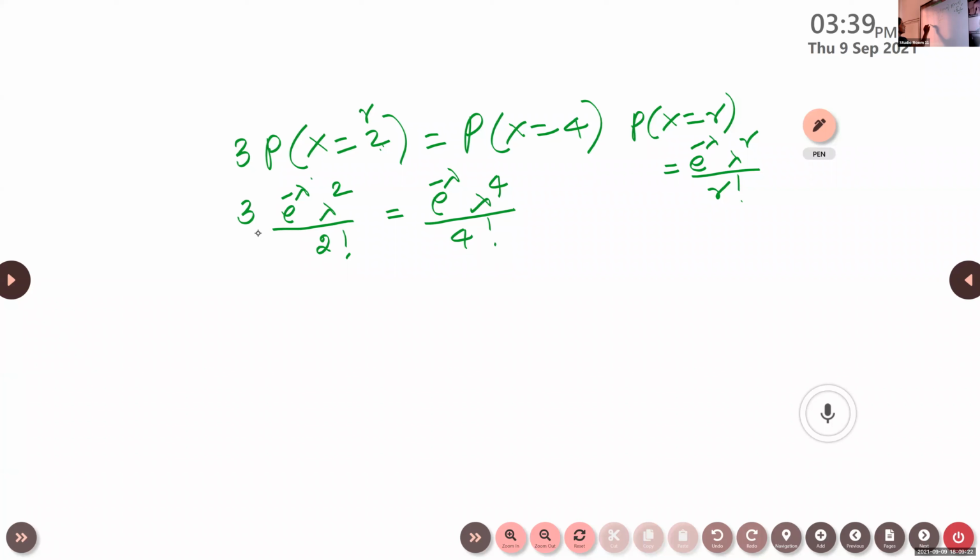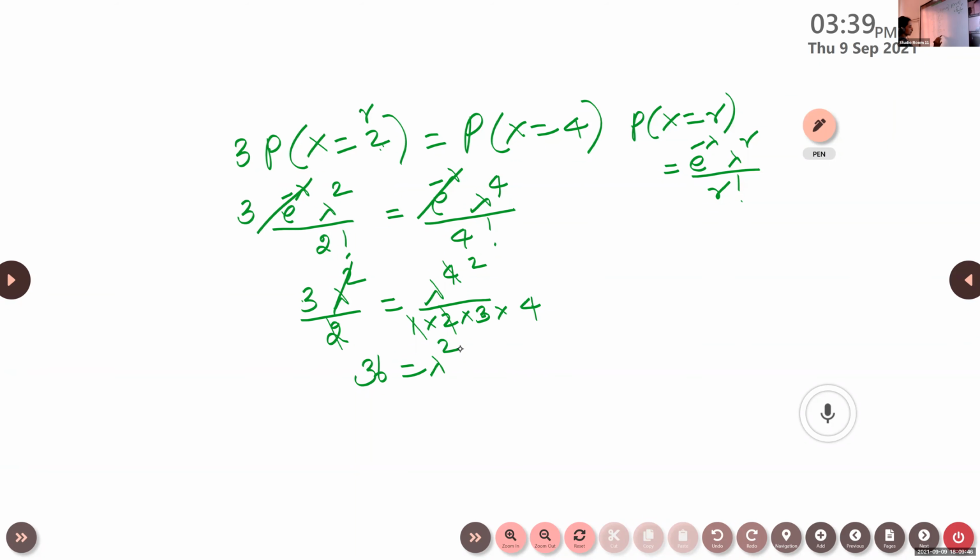So on both the sides we can cancel e raised to minus lambda. So 3 into lambda square by 2 factorial, means 2, is lambda raised to 4 by 4 factorial. 4 factorial means 1 into 2 into 3 into 4. So here 1, 2 will get cancelled. Lambda square, if you cancel here also you'll get lambda square. 4 3s are 12. 12 3s are 36 is equal to lambda square. Therefore, what is the value of lambda? Lambda we can take as 6.